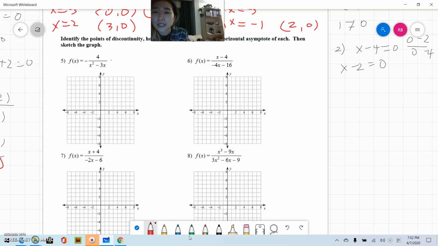So I'm going to rewrite this function to be negative 4 on top because that helps me with the bottom, okay? It's just easier for me to see it that way.